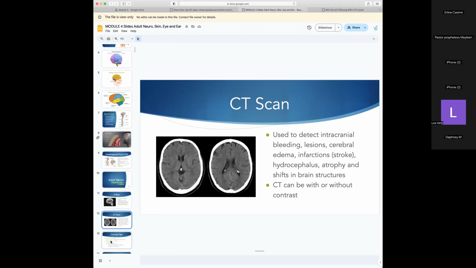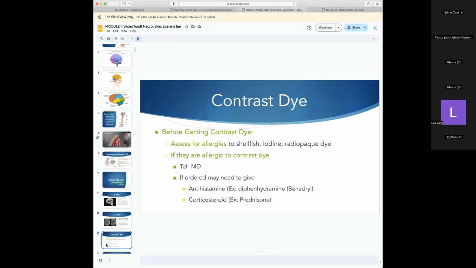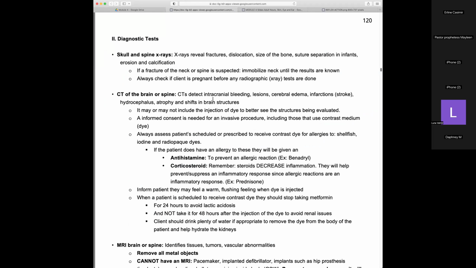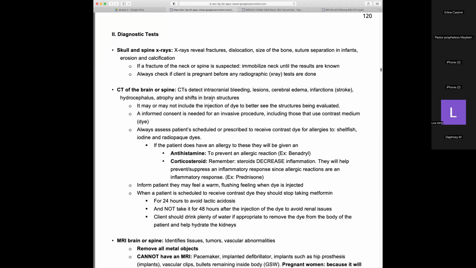As a nurse, you have to memorize this. And this is in your study guide, by the way. I'll show you. Okay? So, page 120, CT. CT, it may or may not include the injection of dye. So, we call it contrast dye. Contrast dye would allow the doctor or healthcare provider to see the structures better.